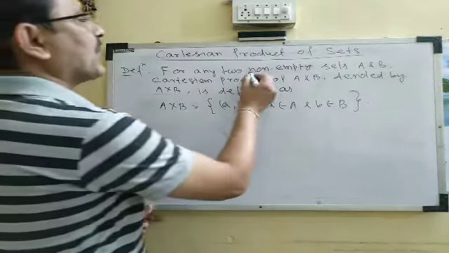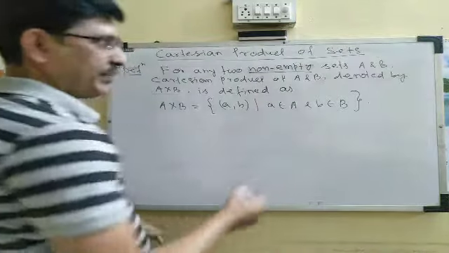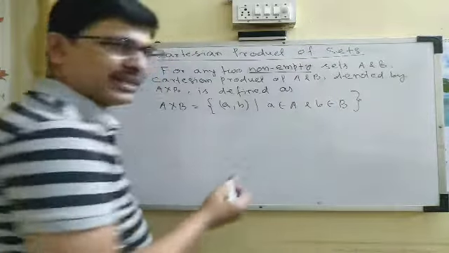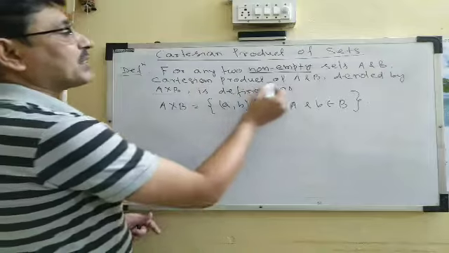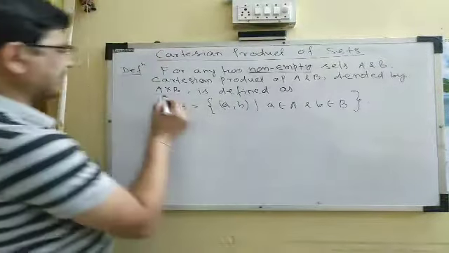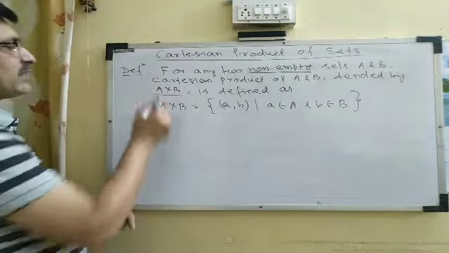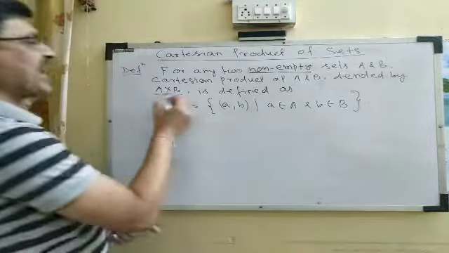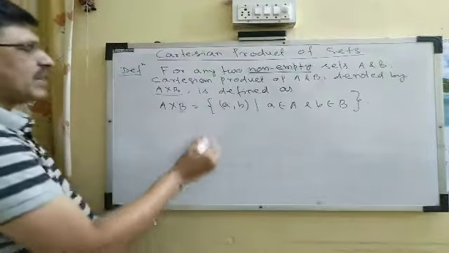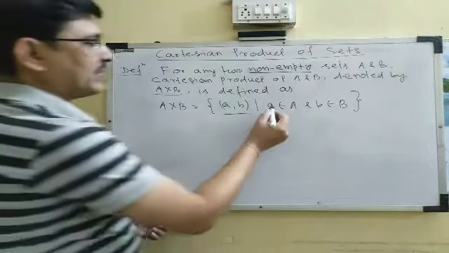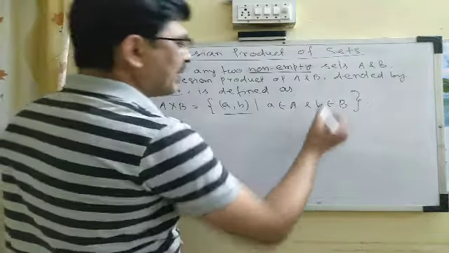For any two non-empty sets A and B, that means A and B are two sets and these two sets are non-empty sets. Then the Cartesian product of A and B, denoted by this symbol, we read it as A cross B. Cartesian product of A and B, denoted by A cross B, is defined as the collection of all ordered pairs (a, b) such that a belongs to A and b belongs to B.